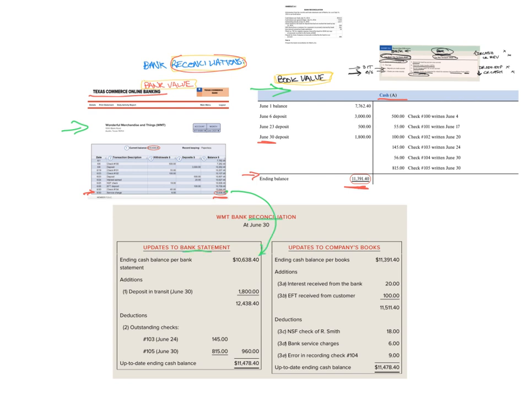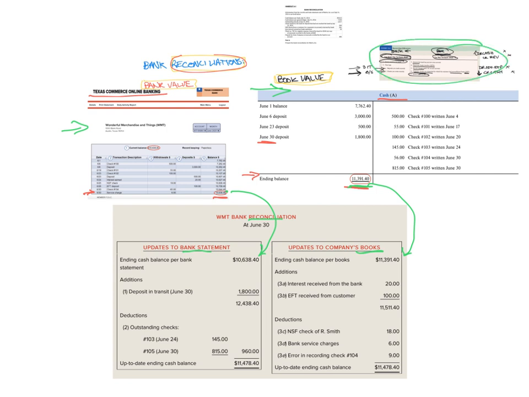This amount is the starting point at our bank side to the reconciliation. So this is the reconciliation that we're doing. The book value starting point is the ending balance over here, this $11,391. This is our starting point at the book side here. We can see these two are different. So now we're going to look for the reconciling items that we talked about up here.